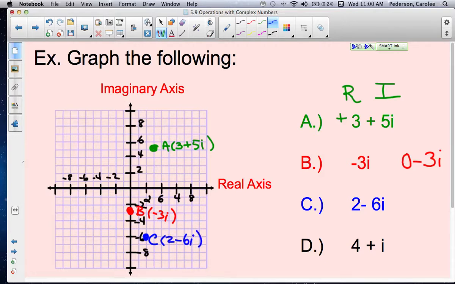I'm going to go ahead and change this last one to a -4 plus i. So again, that's a -4 plus i. So we're on the real axis. We're going to go left 4 this time, and then up 1. And here is our point, D. Left 4, and then up 1. And that's how you can graph complex numbers on a complex plane.